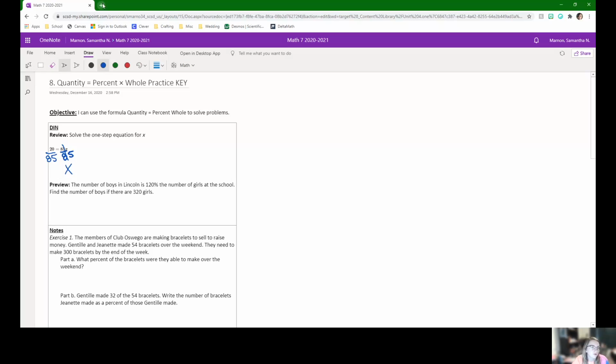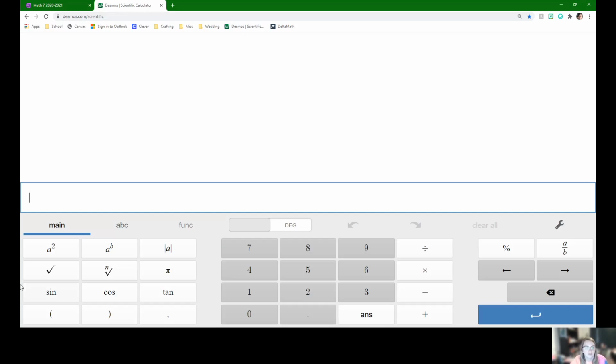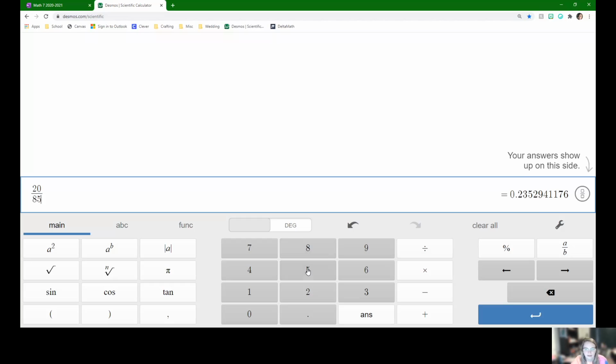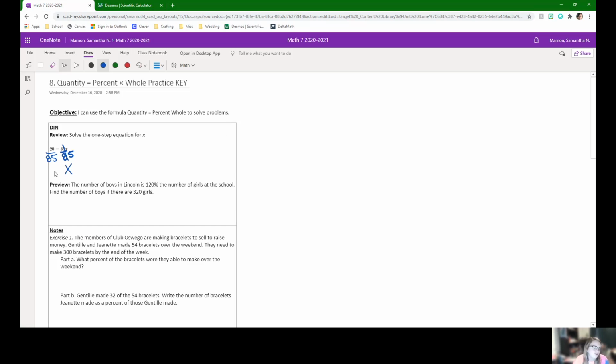So if you don't have it open already, we need to get out our Desmos calculator, and we're going to type in 20 divided by 85. And we get this really wonky number. Let's see if it turns into a nice fraction. It's 4 over 17, or you could leave it as the wonky decimal. So this is 4/17, and this is x on this side. Those two things are equal. We did the same thing to both sides, so it stays equal.